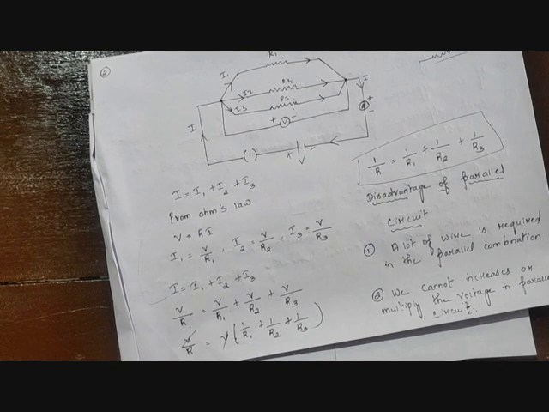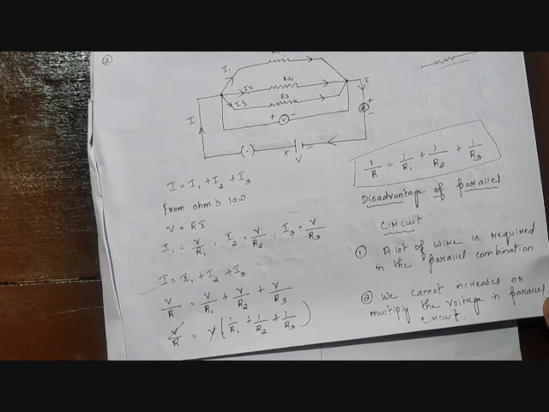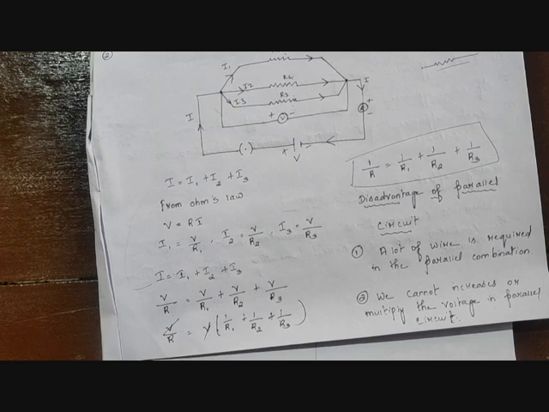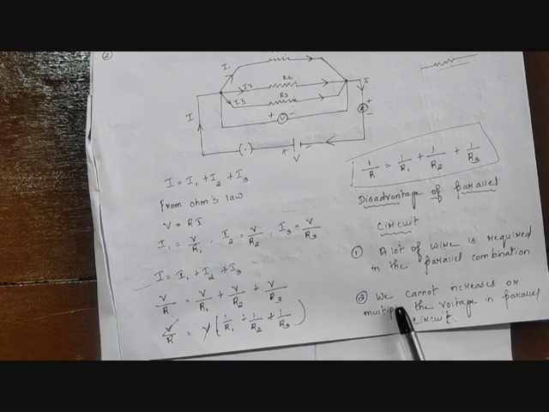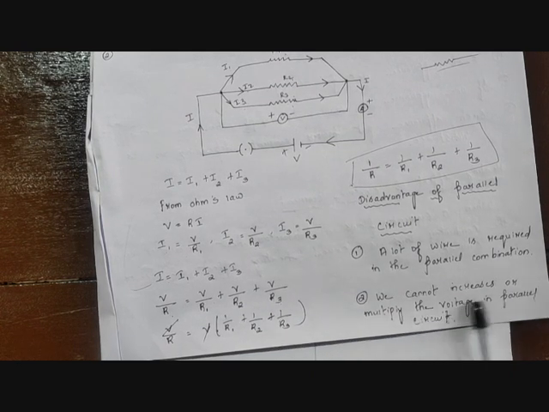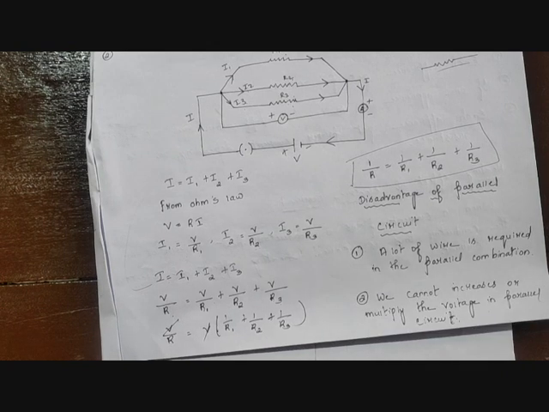Now student, parallel connection also has some disadvantages. See, a lot of wires are required in the parallel connection combination, clear. We cannot increase or decrease or multiply the voltage in a parallel circuit.